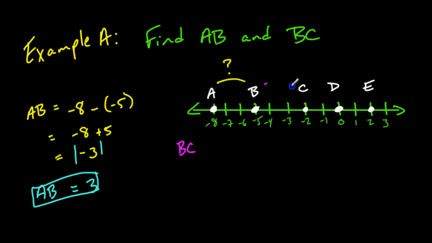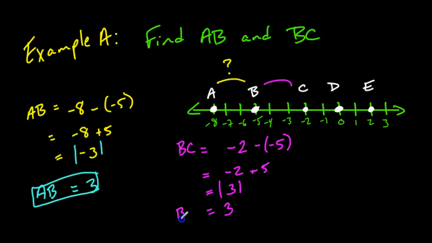So again, let's do it now for BC. Again, no line on top of BC indicates that we're looking for distance. B is at, let's actually go with C. C is -2 and B is -5. So -2 minus -5. We're going to turn that into -2 plus 5 because it's minus a negative. -2 plus 5 is 3, and again we take the absolute value. So the distance of BC is 3.